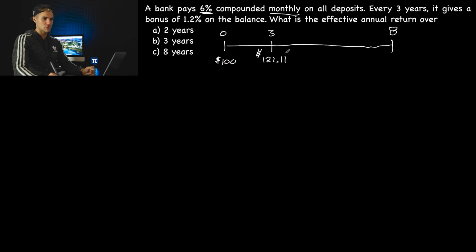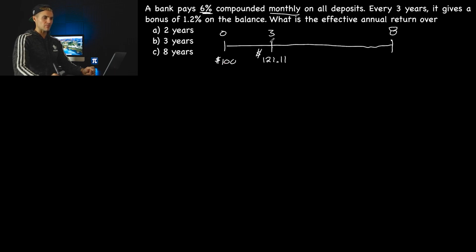But what we're going to do again is try to figure out, okay, if we invest $100 at time 0, what's it going to be worth in time 8? Well, we already know what it's going to be worth in time 3, right? That's not going to change. So I'm going to use that amount that we found in part B, and then I'm just going to take it from there, from time 3.